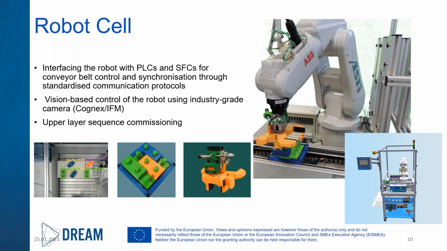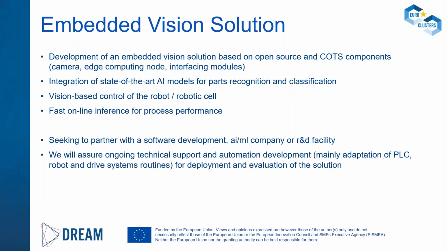So the focus is on this robot cell, the middle station, which interfaces to the other lines through industrial communication and uses, beyond the robot, PLCs and frequency converters to synchronize the operations. Currently, here we use a vision-based solution in order to collect the parts for the product using a commercial camera, and this is managed at the upper levels of the control platform.